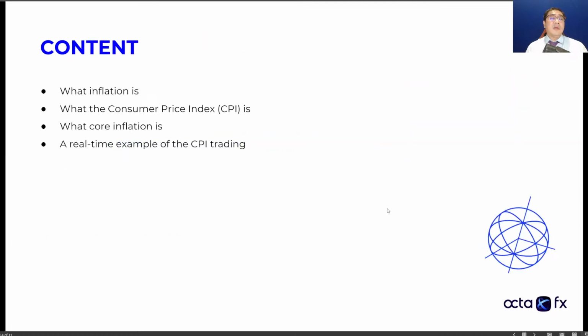All right. So what we're going to talk about, we are going to talk briefly about what inflation is, what the CPI is, what the core inflation or the core CPI is, and then obviously we're going to take a look at a real-time example of the CPI trading itself.